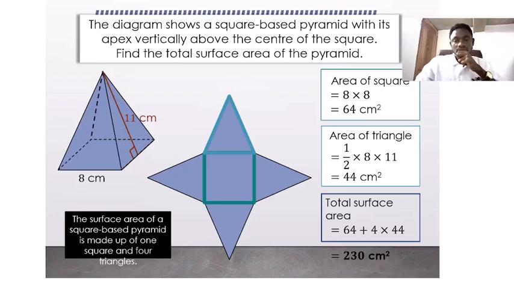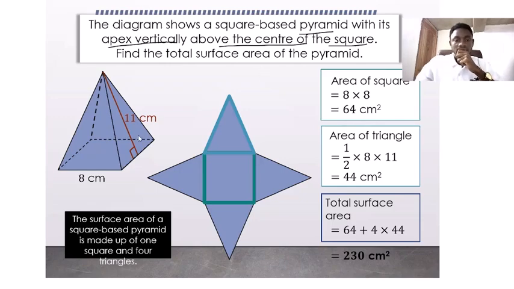In today's lesson, we are looking at how to find the total surface area of a pyramid. And in today's discussion, we are looking at a square base pyramid. Now, the diagram below shows a square base pyramid with its apex vertically above the center of the square. Find the total surface area of the pyramid.